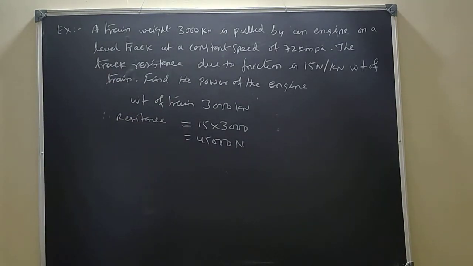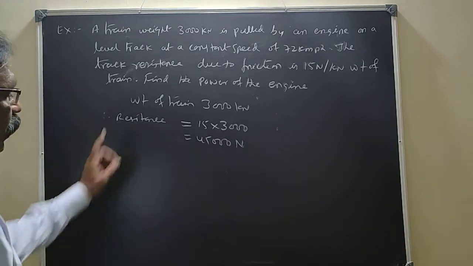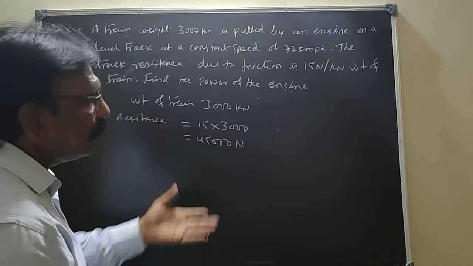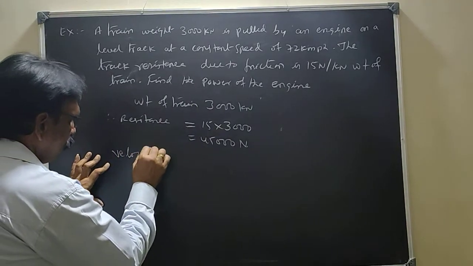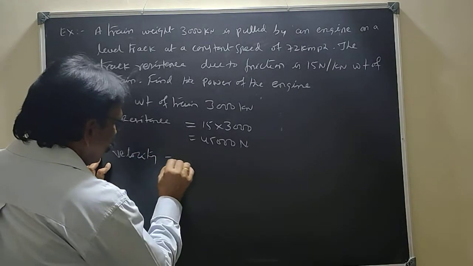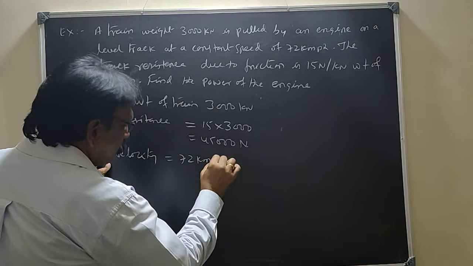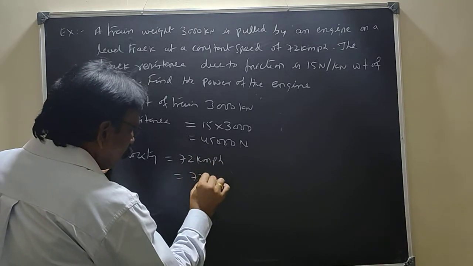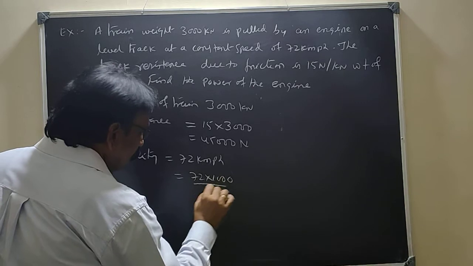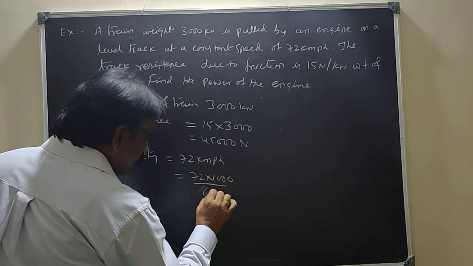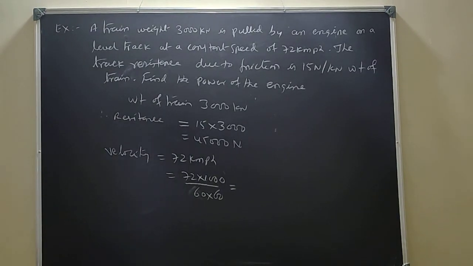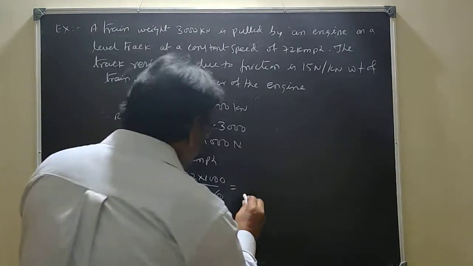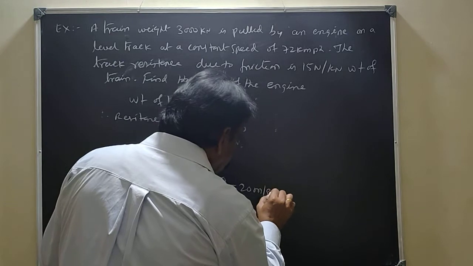So now the engine has to work in overcoming this resistance and it has to move with a speed. The speed or velocity of the train is given. The constant velocity is equal to 72 kilometers per hour. So that is 72 multiplied by 1000 divided by 60 into 60. It works out to be 20 meters per second.